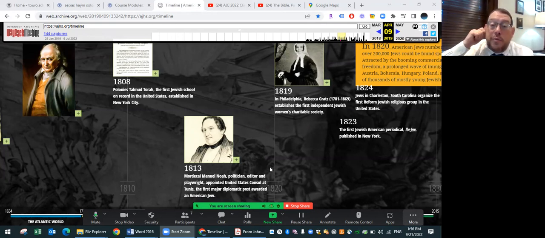Mordecai Emanuel Noah held the first major position in American government. He was an ambassador or consul at Tunis, meaning, don't forget, at this stage of history, Christians and Muslims didn't get along so well for hundreds of years, and it was considered a good idea to send a Jewish person to be the ambassador to a Muslim country, to Tunis or to the pirates or whatever it may be.